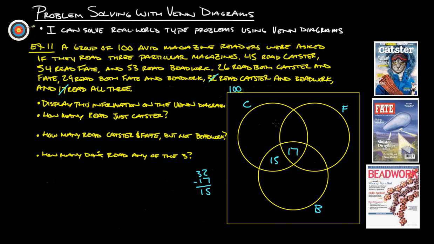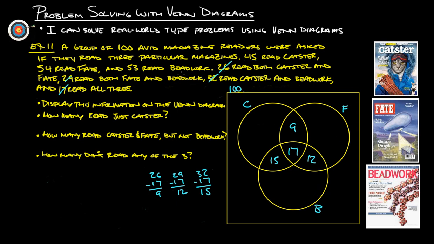29 read both Fate and Beadwork. There's 29 in these 2 spots here, so if we take 29 minus 17, that means there's 12 that read just Fate and Beadwork, but not all 3. Okay, and continuing to work backwards, 26 read both Catster and Fate, so 26 between these 2. 26 minus 17 leaves us with 9 that read just Catster and Fate.